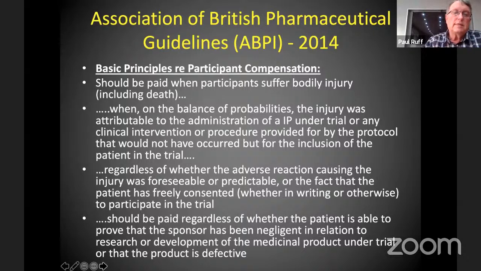The whole point about it is that this is a no-fault guideline. And when, on the balance of probabilities, the injury was attributable to the administration of an RP under study or any clinical intervention or procedure provided for by the protocol, that would not have occurred but for the inclusion of the participant in the trial. We prefer participant to patient, regardless of whether the adverse reaction causing the injury was foreseeable or predictable, or the fact that the participant had freely consented, whether in writing or otherwise, to participate in the trial. So it is basically, even though they have consented and that this may be known, there still is a basis for compensation based on these guidelines.